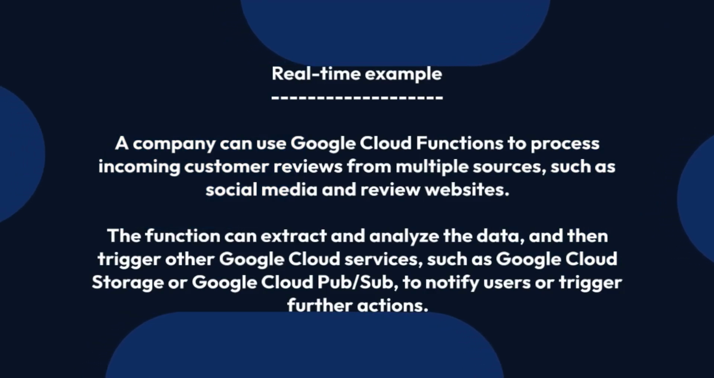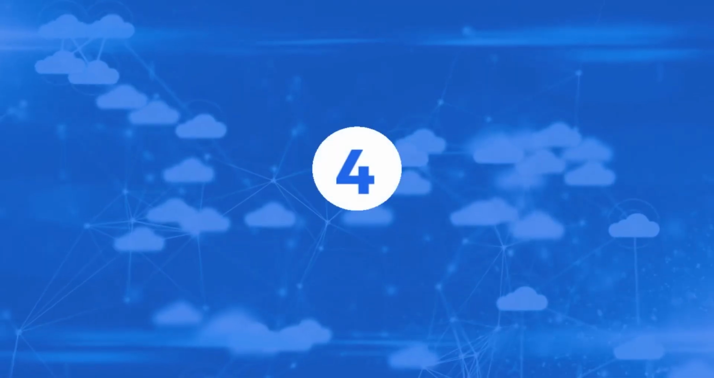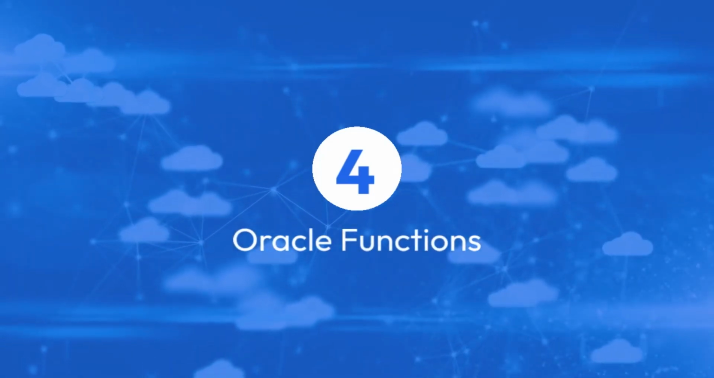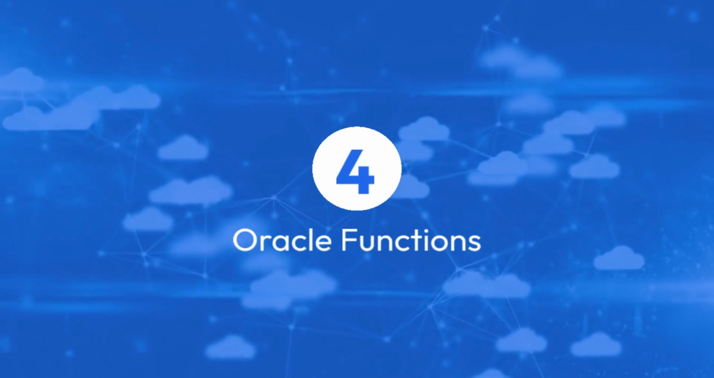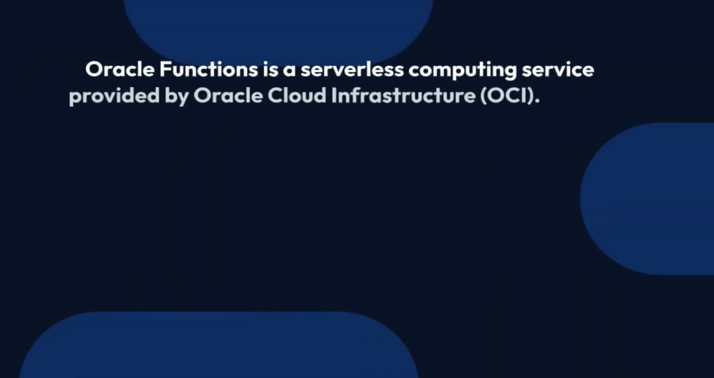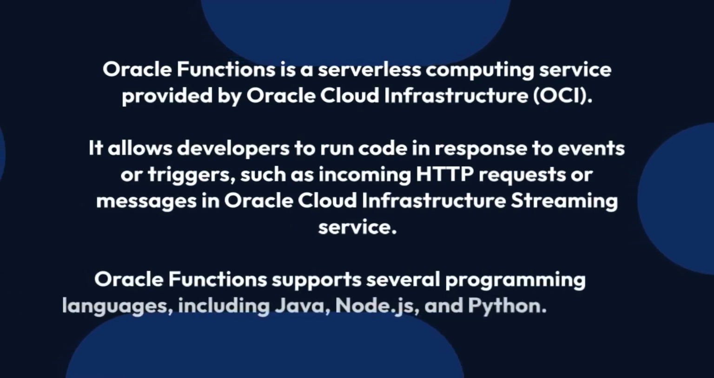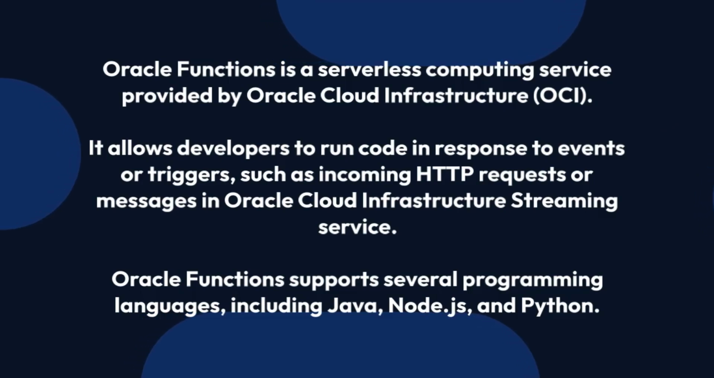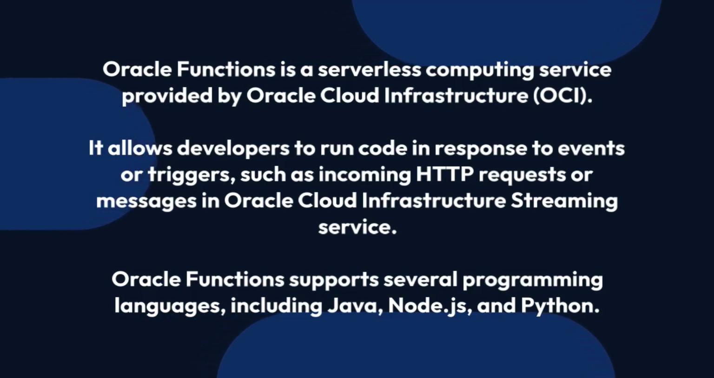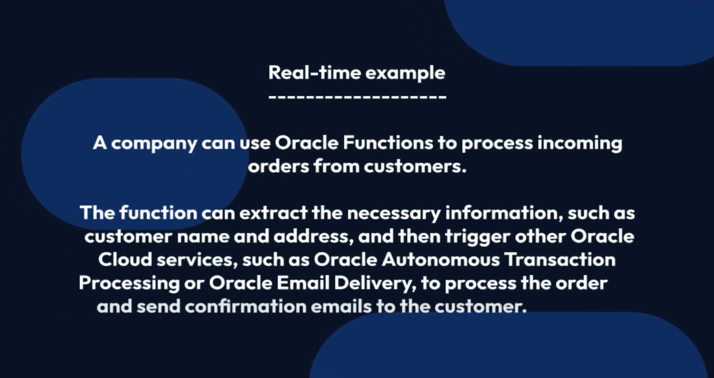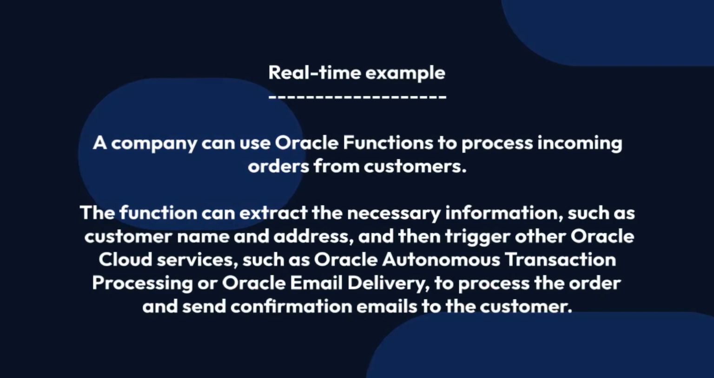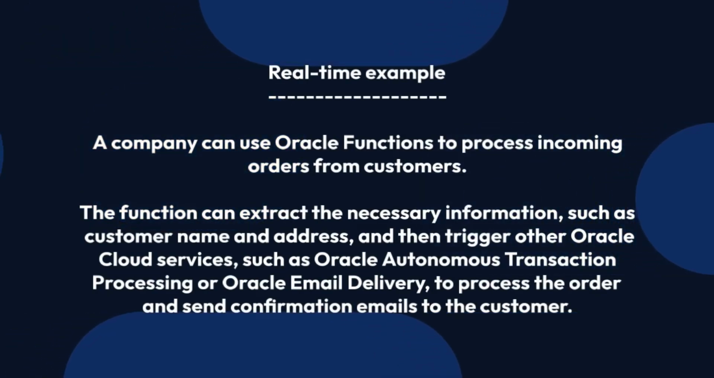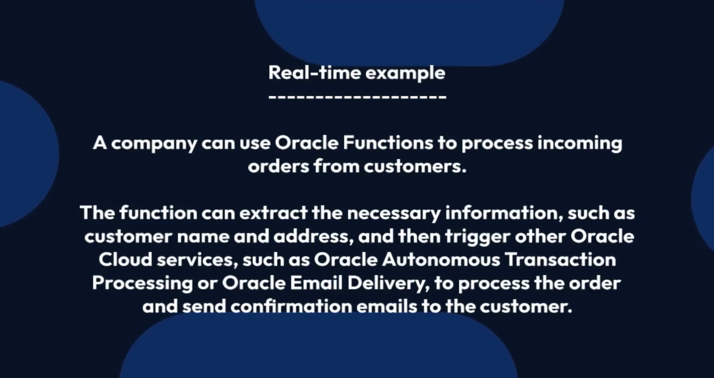Okay. Now, lastly, we have Oracle Functions, a serverless computing service provided by OCI, and it allows developers to run code in response to any event or trigger. Here we can configure these triggers in the form of an HTTP request or messages in OCI Streaming service. Oracle Functions supports programming languages like Java, Node.js, and Python. Once you understand this, we will go through the example for Oracle Functions, where we process incoming orders from customers.